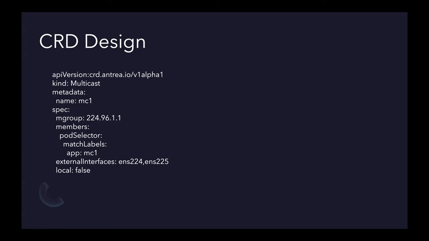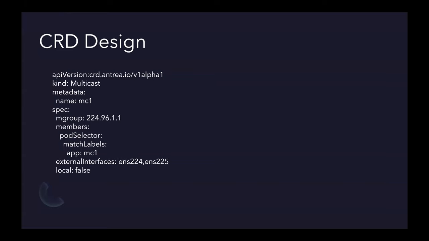And here I want to explain every field in detail. The multicast group here is used to define the targeted multicast group, and the port selector is used to select ports which are expected to join the target multicast group. So if no port selector is configured, or no ports could be selected by the selector, the Antrea agent will not realize the multicast configuration on the node. And we will talk about the behavior of the Antrea agent later.